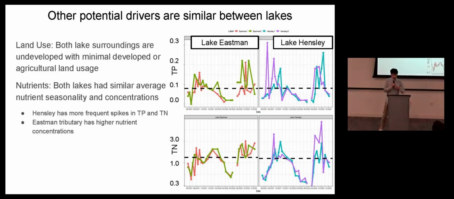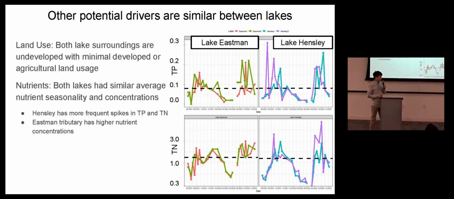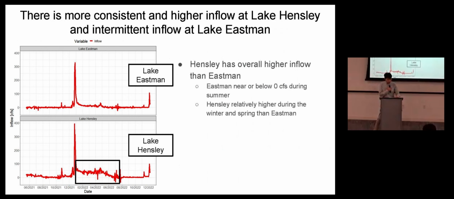And so to better look at the tributary nutrients into the lakes, we also looked at the hydrology data. And so here's inflow in red. Overall, there's more consistent and higher inflow in Lake Hensley and lower and intermittent flow in Lake Eastman. Lake Hensley had relatively higher inflow throughout the year, with an overall average 3 times greater than Lake Eastman.